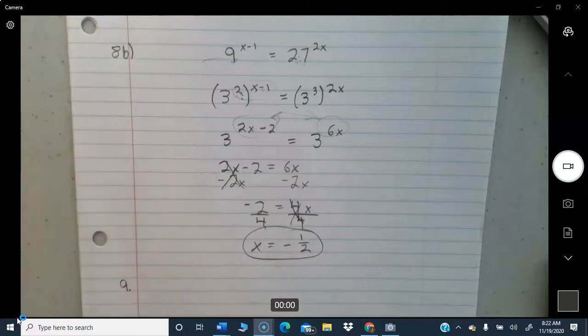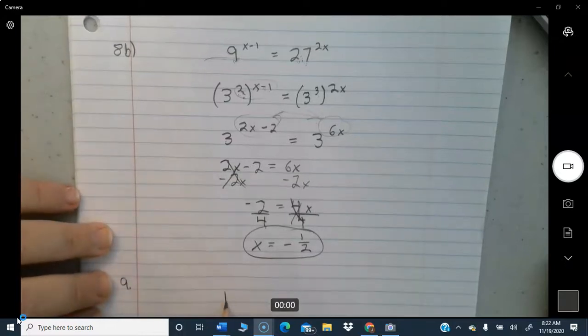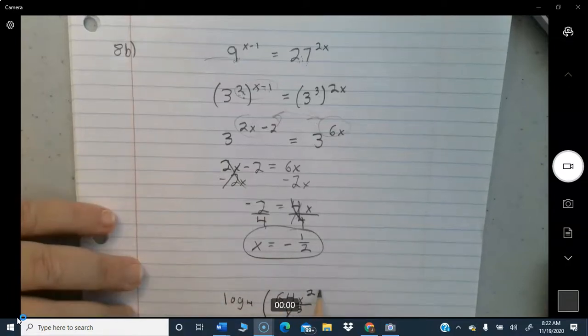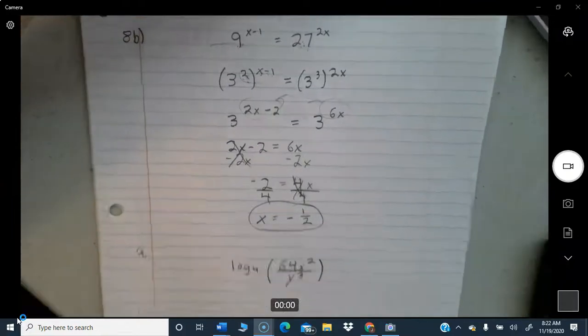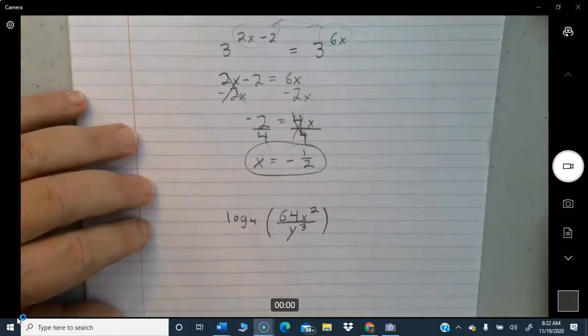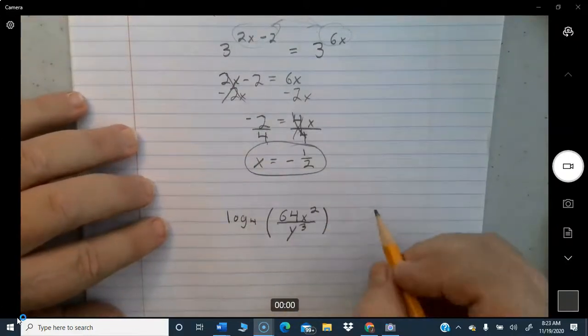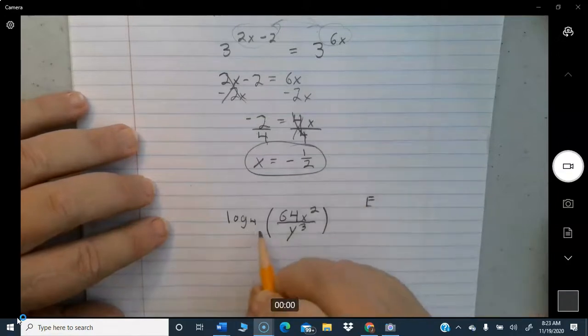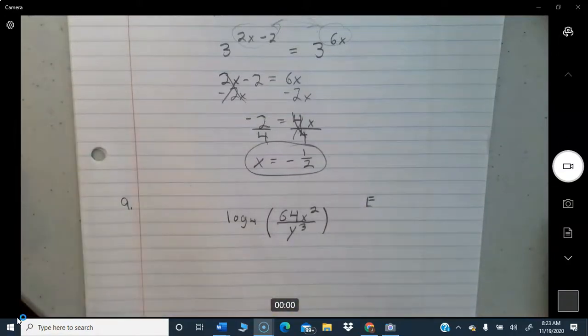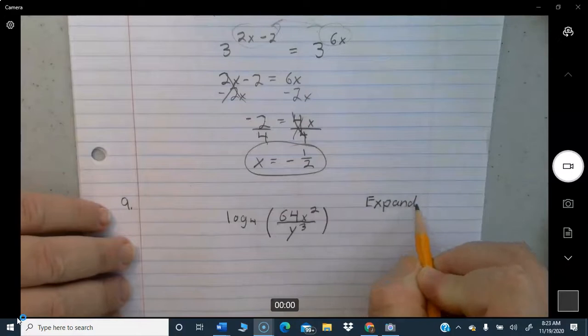Number 9. And this is going to look something like this. So that looks like that. And let me give you the instruction. The instruction is you want to expand this. That means from a single logarithm, you want to expand it out to a bunch of logarithms. That's what expand is. So that's the key word in the question.